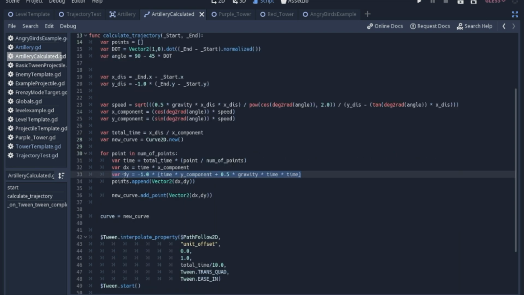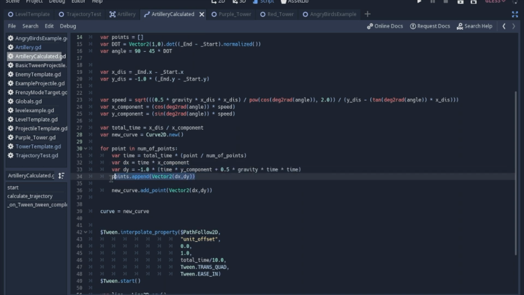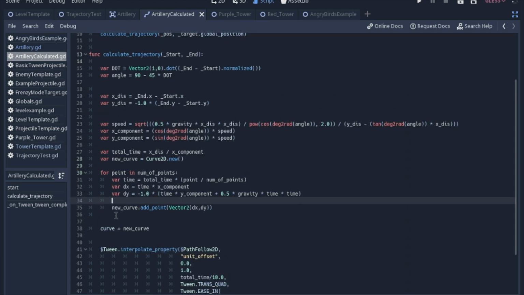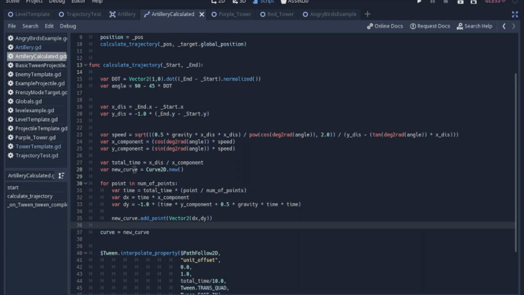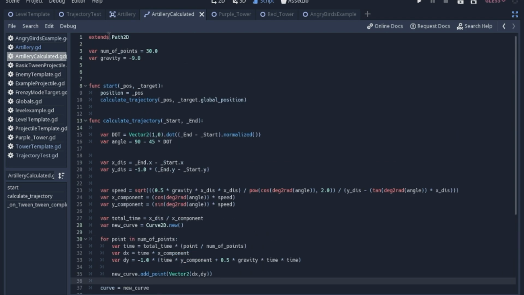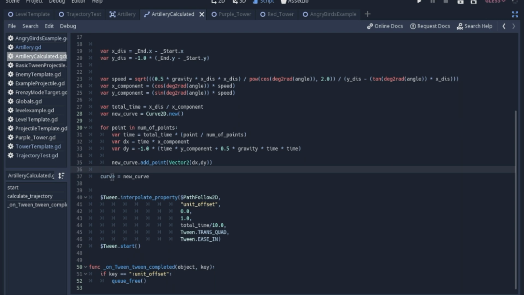We're going to create a new curve and add these points to the curve. I actually don't need to add it to this array. I actually don't even need this array in this example because I'm going to just be adding the points directly to the curve. I am creating this new curve and we're going to add point. Add point is a built-in function with Curve2Ds. And so we'll add that point, and then we're going to set the curve. If you remember, this extends a path. So this variable is a built-in variable. We will set that new curve to it.